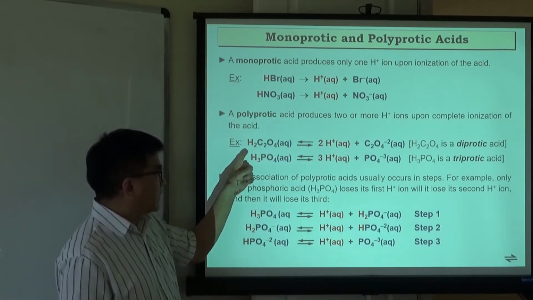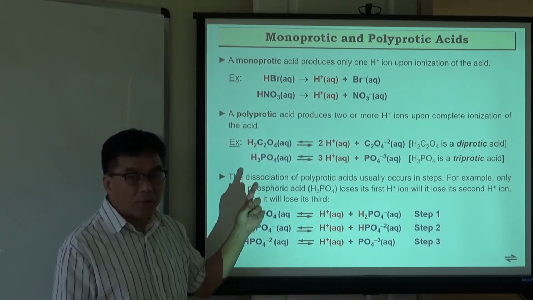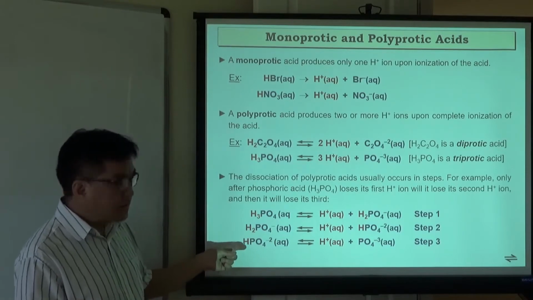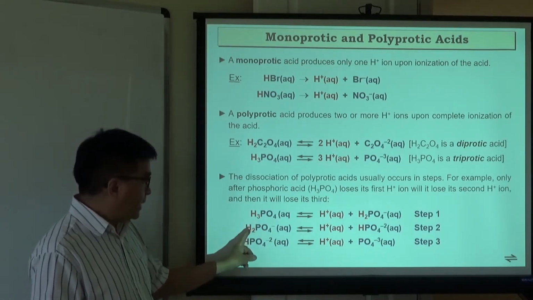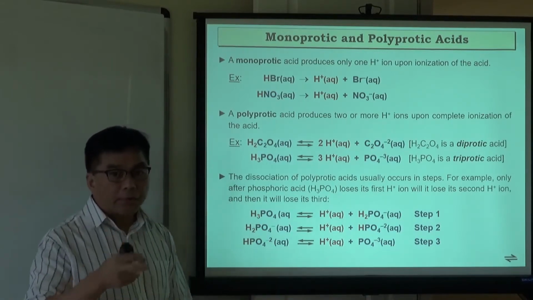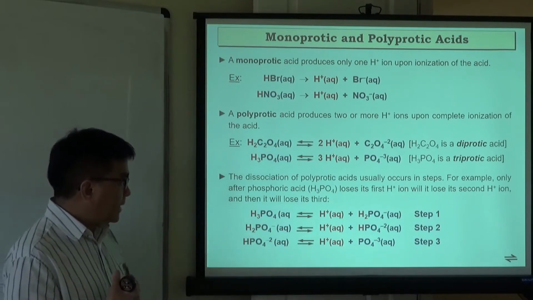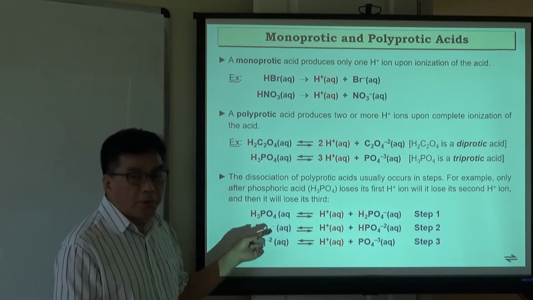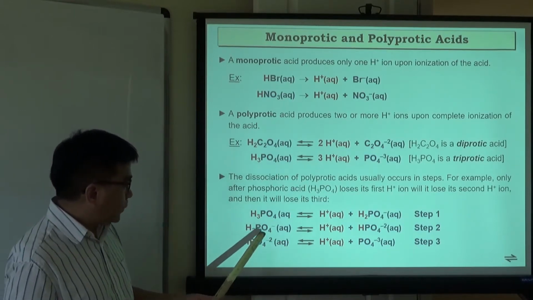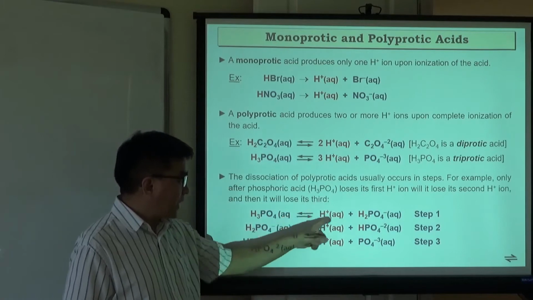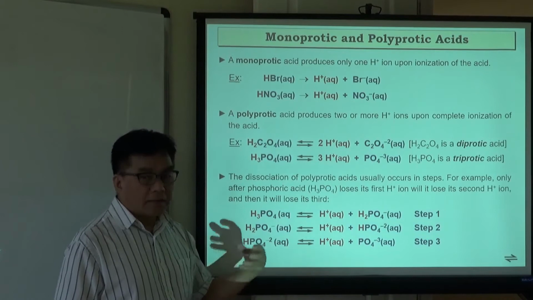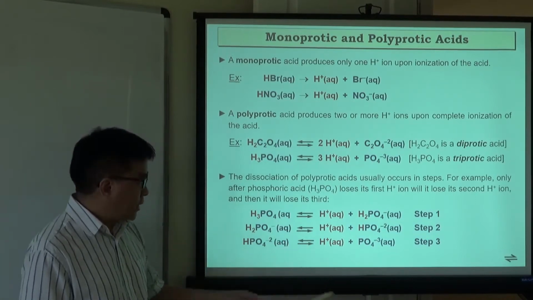Polyprotic acid contains 2 or more ionizable hydrogen ions. For example, phosphoric acid, which is a triprotic acid, can ionize or release up to 3 protons into the solution. Usually the ionization of a polyprotic acid takes place stepwise. The first step is the release of the first hydrogen ion, and usually that's the most important, and it occurs at the highest dissociation percentage.